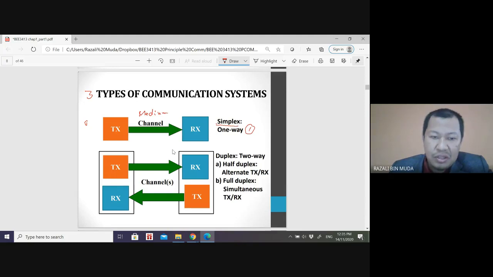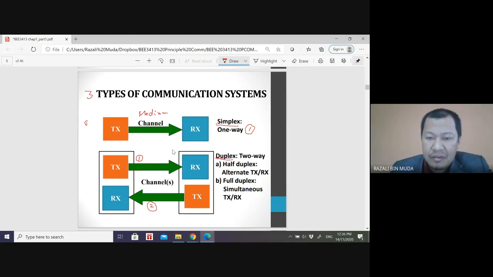The second is called duplex. The transmitter and the receiver, the direction is two-way. It can be from the transmitter to the receiver, and the second is from the receiver to the transmitter, or the receiver becomes the transmitter. It can function both ways. So this is called duplex.